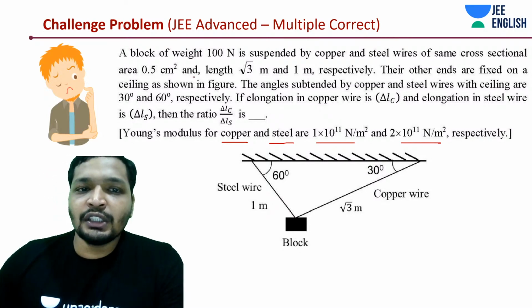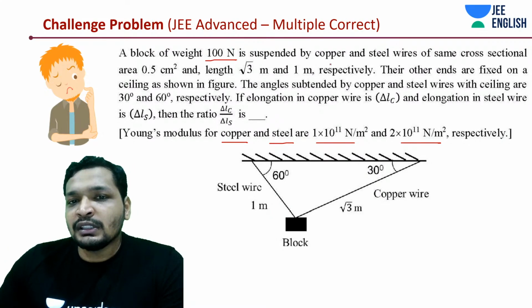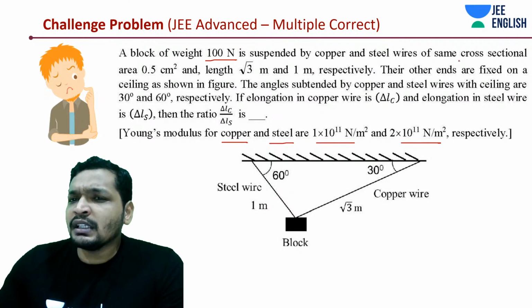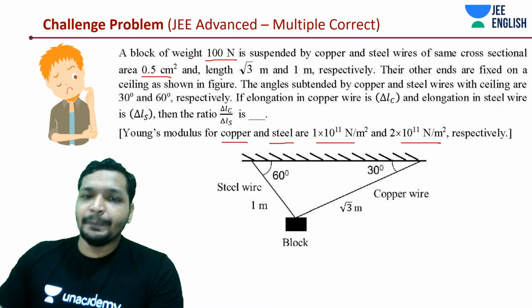First of all, let's read the question. A block of weight 100 newtons, so no mg, is suspended by copper and steel wires of same cross-sectional area 0.5 centimeters square.